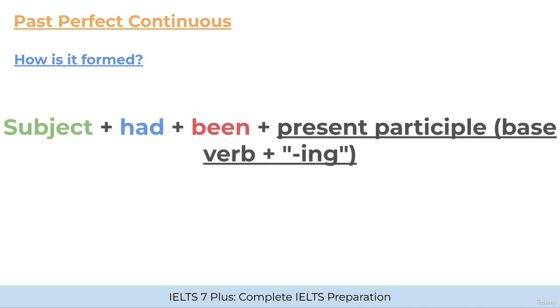Okay, so quickly, here's the formula. You have your subject, had, auxiliary verb, past participle, been, and then the present participle, which is that ing. So I know it looks a bit long and overwhelming, but I think with some examples it will be a lot clearer.